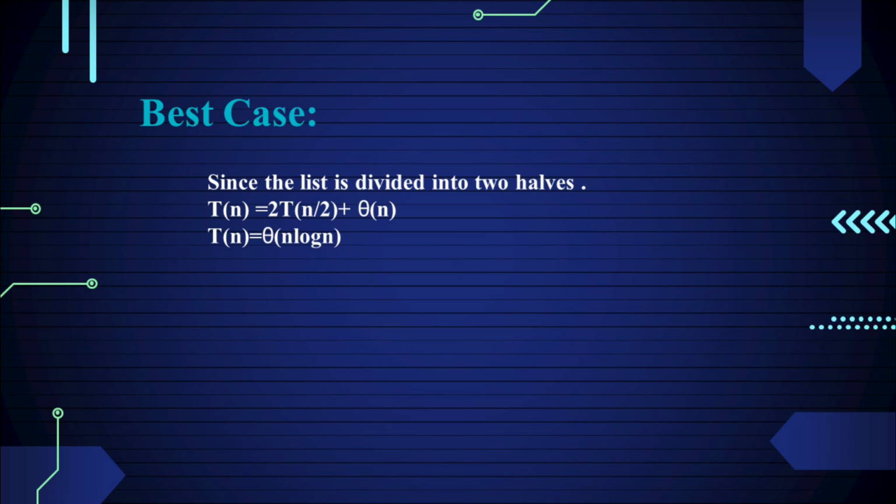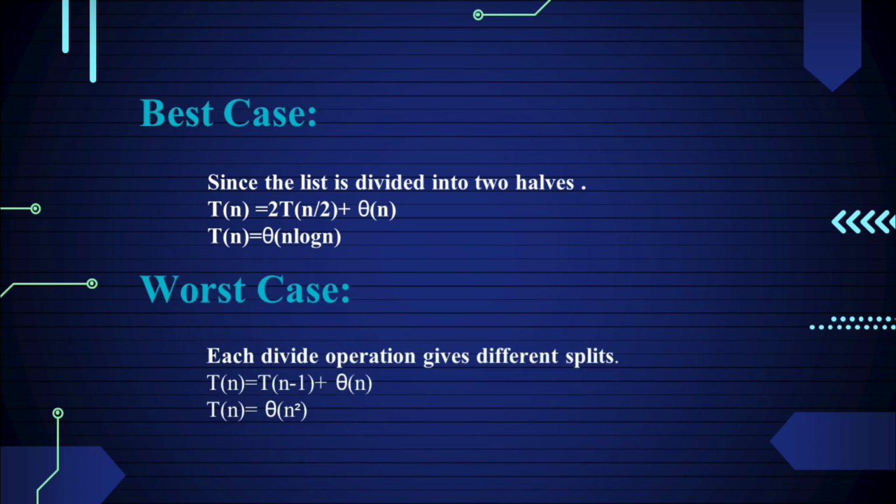Best case. Since the list is divided into two halves, T(n) = 2T(n/2) + Θ(n). Therefore, T(n) = Θ(n log n). Worst case. Each divide operation gives uneven splits. T(n) = T(n-1) + Θ(n). Therefore, T(n) = Θ(n²).